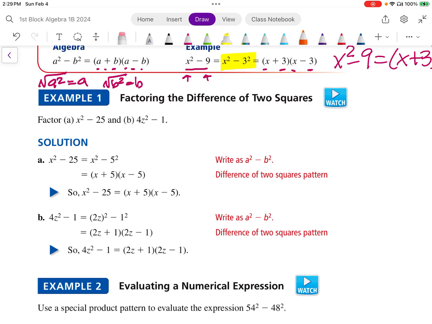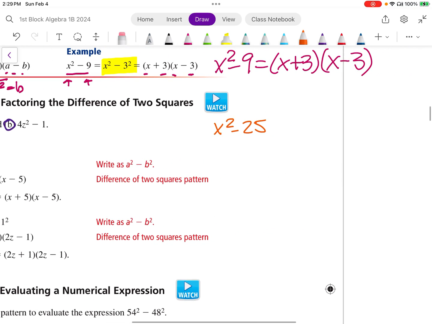We have two problems here. We have a, x squared minus 25, and we have b, 4z squared minus 1. So for x squared minus 25, I'll go over here in orange, we're going to ask ourselves, first off, is this a difference? Do we have a minus sign? Yes. Then, is each term a perfect square?